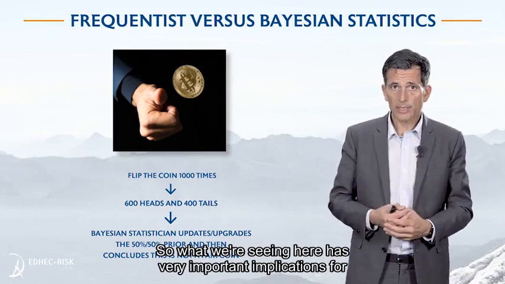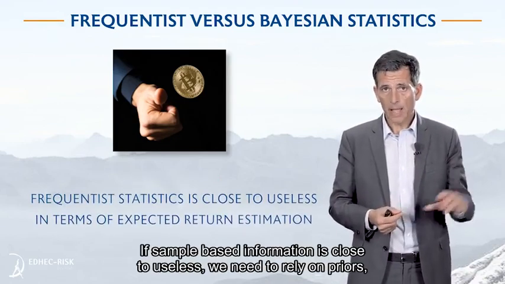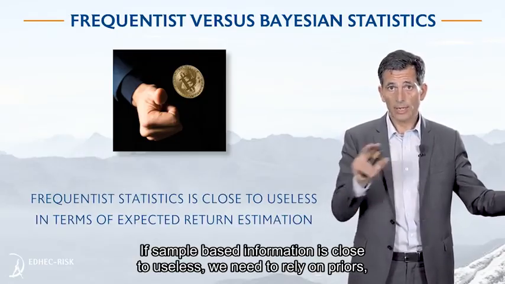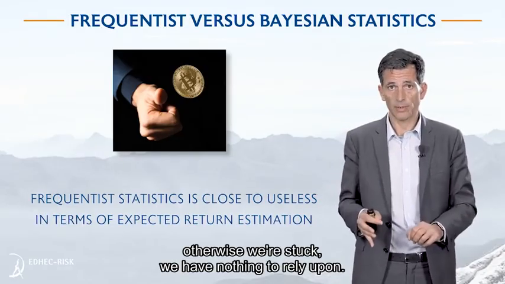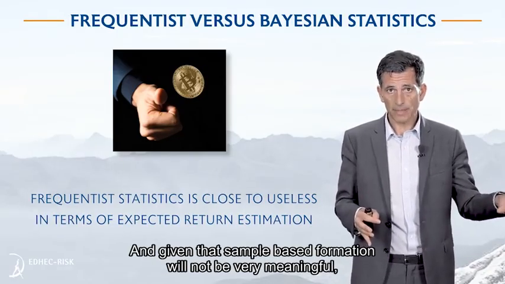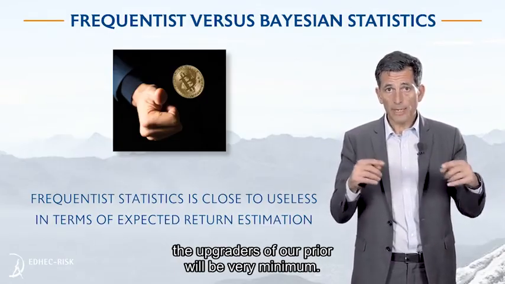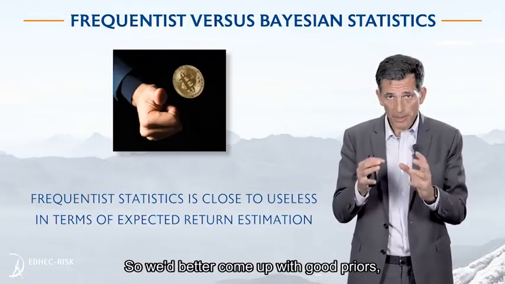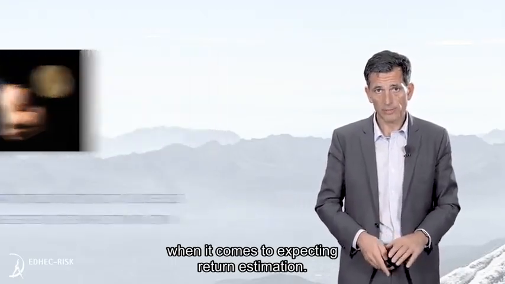So what we're saying here has very important implications for expected return estimates. If sample-based information is close to useless, we need to rely on priors. Otherwise, we're stuck. We have nothing to rely upon. And given that sample-based information will not be very meaningful, the upgrade of our prior will be very minimal. So we'd better come up with good priors when it comes to expected return estimation.